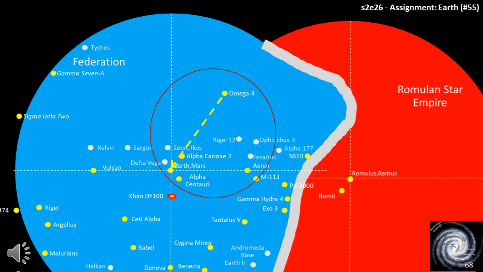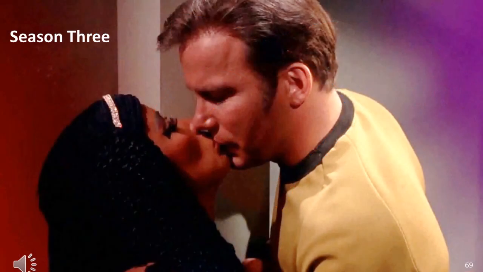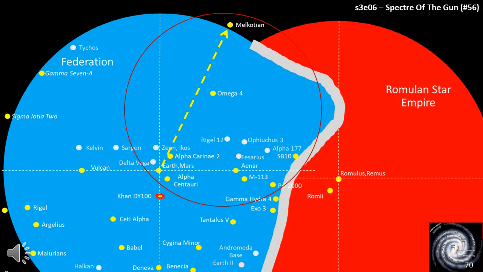In Assignment: Earth, we are back on Earth. This time it's 1968 Earth. This ends Season 2. Now we enter Season 3 of Kirk's mission to conquer as many women as possible. What a job. After the Enterprise time-travelling jaunt, they then move to the edge of Federation space.